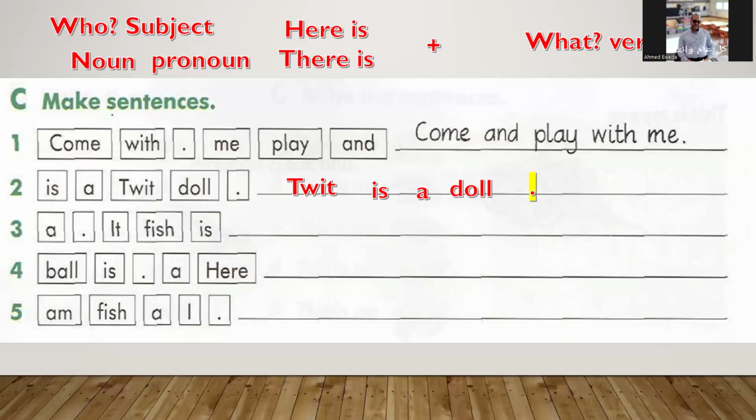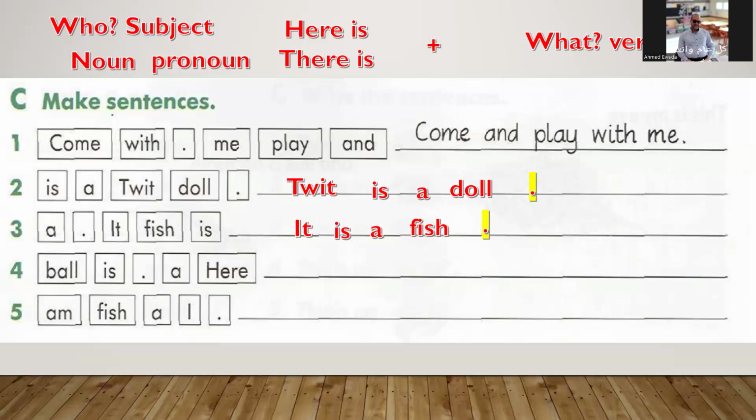Don't forget the full stop, because this is very important. Start your sentence with a capital letter and end it with a full stop. The next one, number 3, we have a noun or pronoun. Yes, correct. We have the pronoun it. That will be the subject, then the verb. It is. Yes, it is a fish. And again, the full stop.